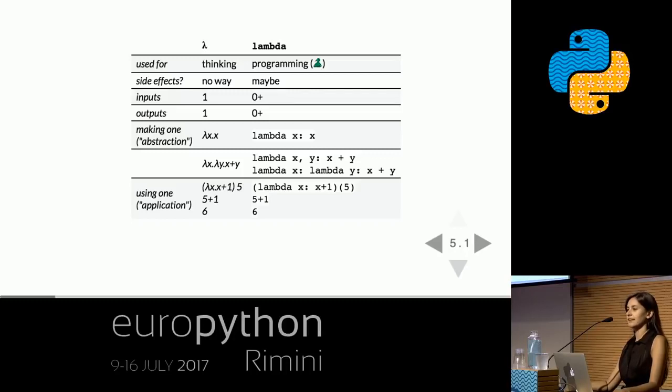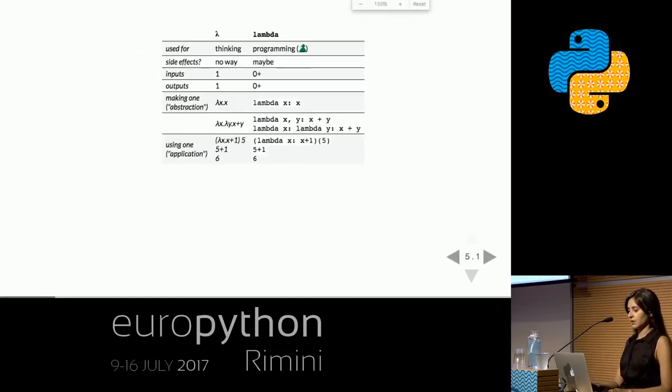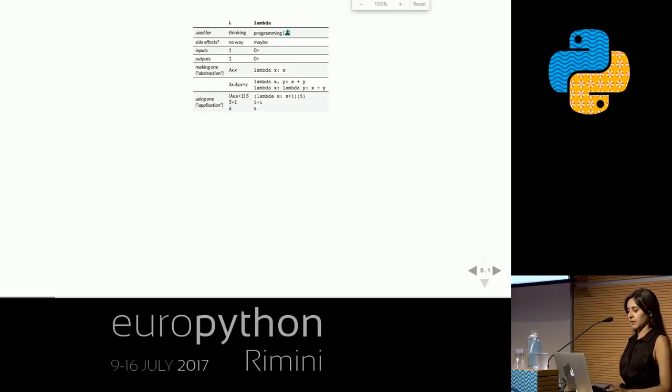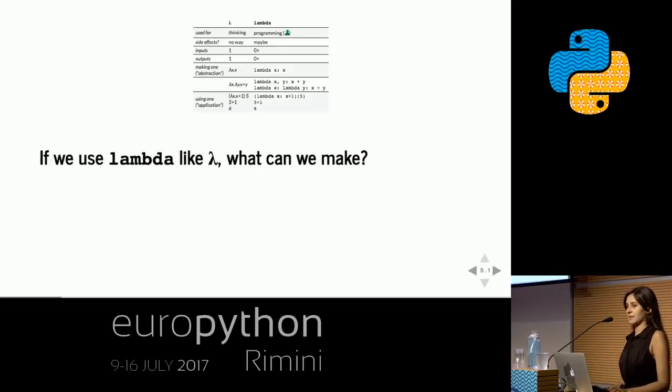I guess I didn't mention that the lambda in Python is just an anonymous function. It just doesn't have a name. But we're going to be cheating a little bit and naming some of our lambdas just for sanity. All right, so the game that we're going to be playing here, let me zoom back out, is if we were to pretend that Python's lambda was like lambda calculus lambda, what could we do with it?